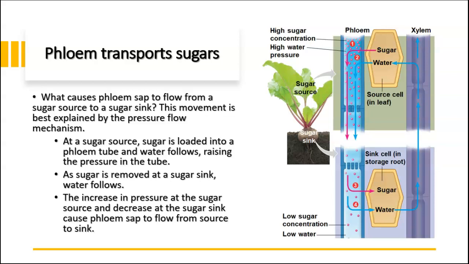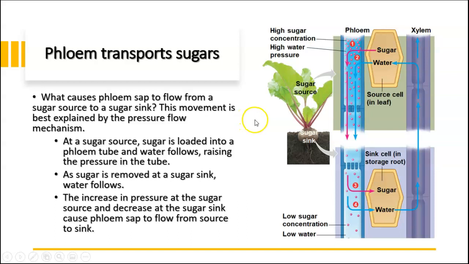And then as it's removed at the sink at the bottom end, or wherever that sink happens to be, the increase in pressure and the decrease in the sugar sink cause the phloem sap to flow from the source to the sink, and then the water can move by transpiration all the way up the xylem again to the top of the tree. So that's how water and food are transported in plants through the xylem and the phloem.